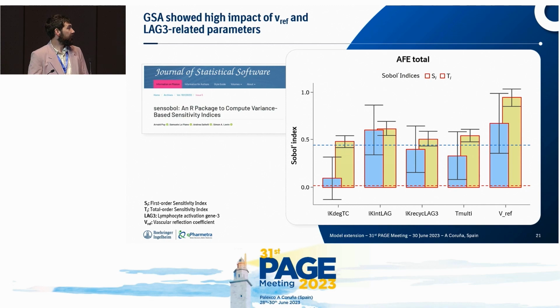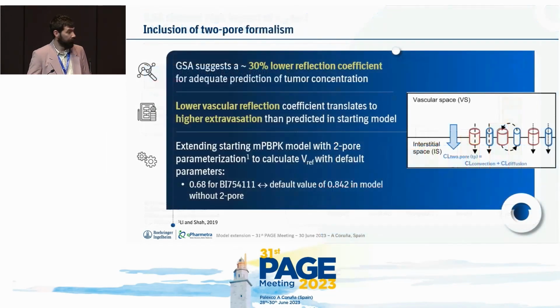The take home here is that especially LAG3-related parameters and the reflection coefficient in the model were very impactful. And when we looked at the parameter space given by this global sensitivity analysis, it was suggested from the predictivity metrics that a 30% lower reflection coefficient would be much better to predict the tumor concentrations. And this made us think, okay, what does this actually mean in this model? It made us think to extend it with the two-pore paradigm, taking into account that monoclonal antibodies can have both convective and diffusive processes.